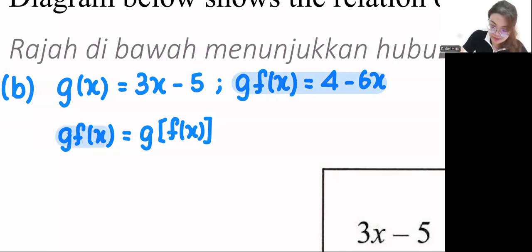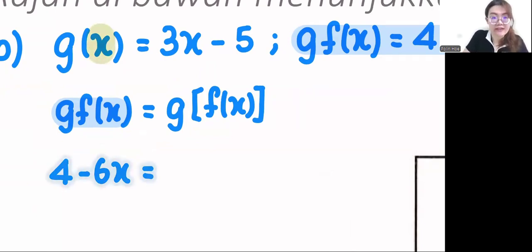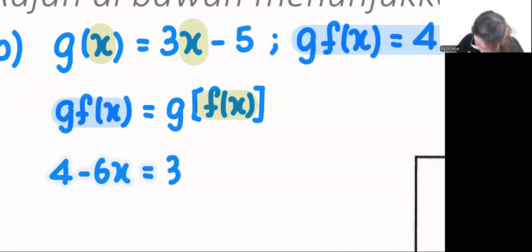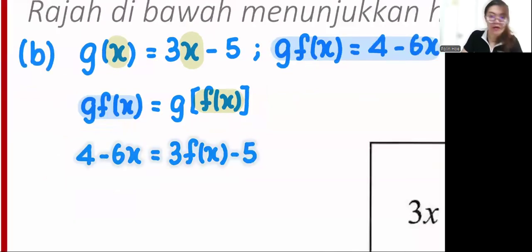They are the same. So I can copy down 4 minus 6x equals to, teacher, what to write on the right-hand side? My dear friend, you have this. This x, the olive color highlighter, is changed to f(x). This x is replaced by f(x). So what happened to this x? I need to change it to f(x) also. 3f(x) minus 5.